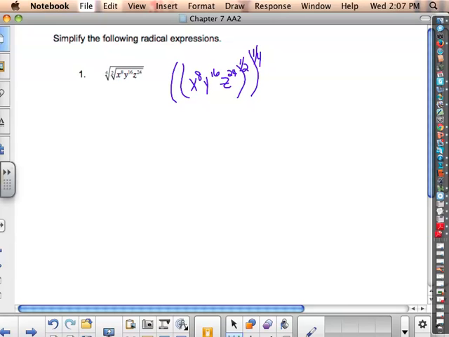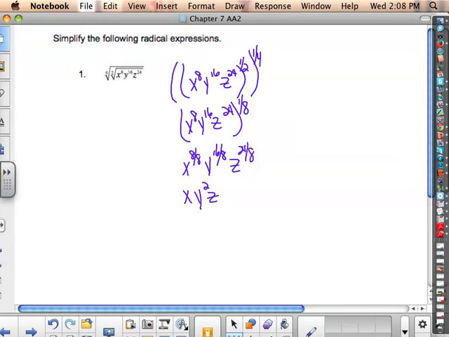First, I'm going to raise the 1/2 to the 1/4. So I'm going to have x to the 8th, y to the 16th, z to the 24th, all raised to the 1/8 power. Power to a power, 1/2 times 1/4 is 1/8. Now I'm going to raise each of those to the 1/8 power. So I have x to the 8th over 8, y to the 16 over 8, z to the 24 over 8. That gives me x, y squared, z to the 3rd.